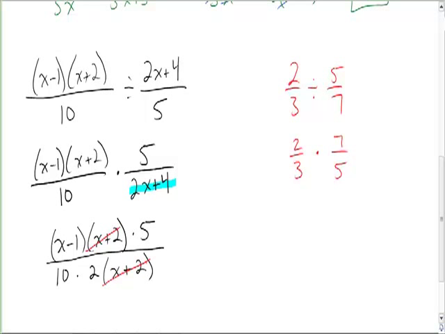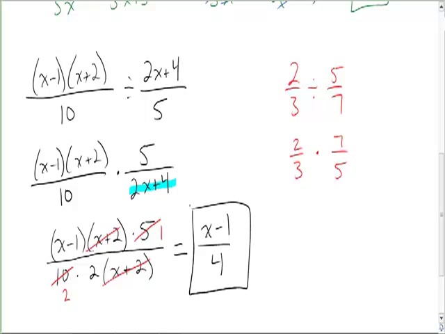What you can do is you can have this 5 and this 10 reduce. 5 goes into itself once, 5 goes into 10 twice, and what are we left with for a final answer? We are left with x minus 1 on top, and on the bottom we have 2 times 2, which is 4. There is my final answer.